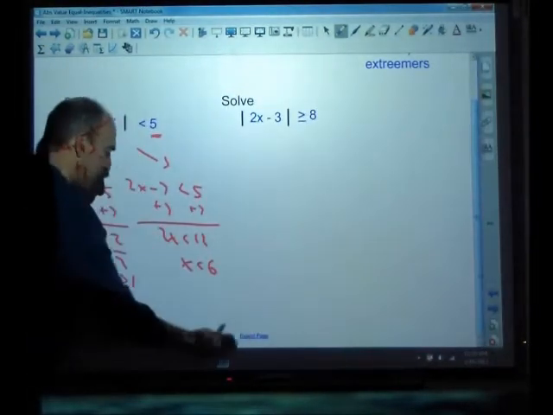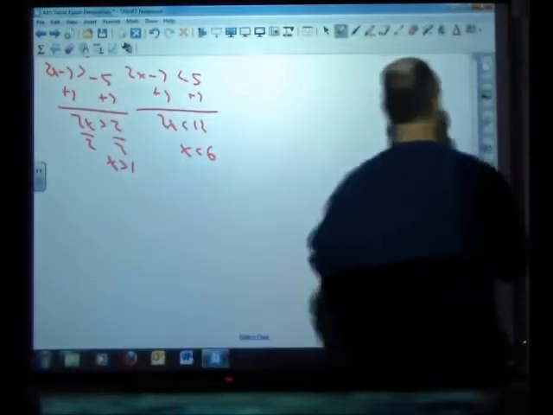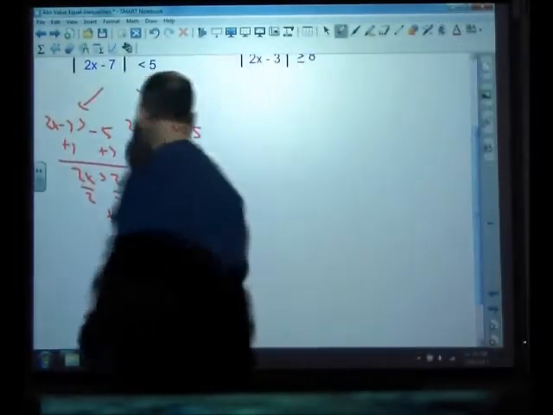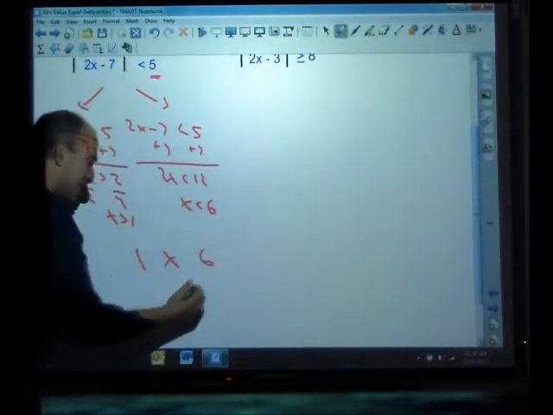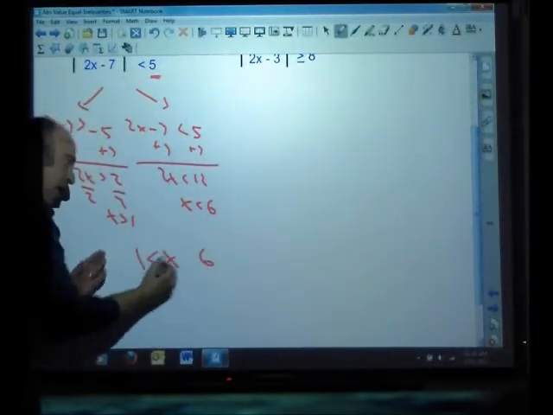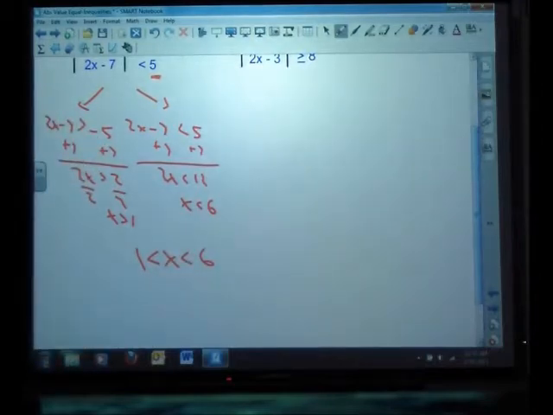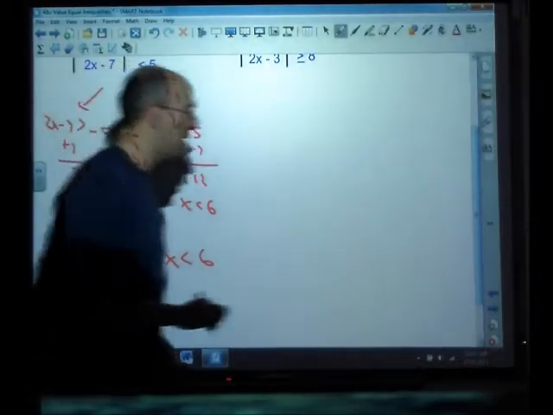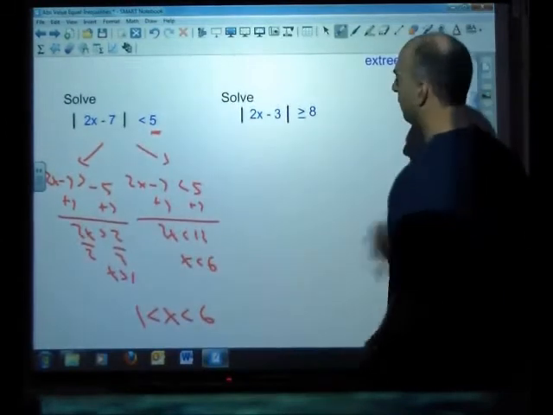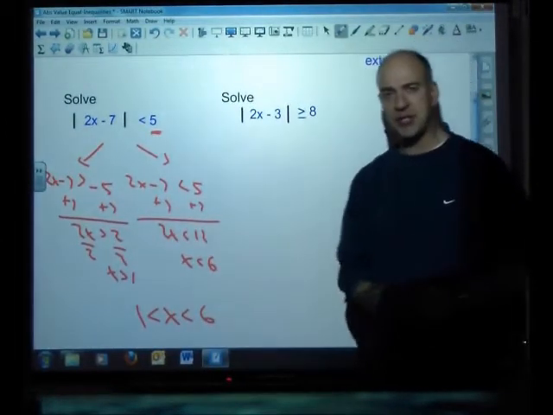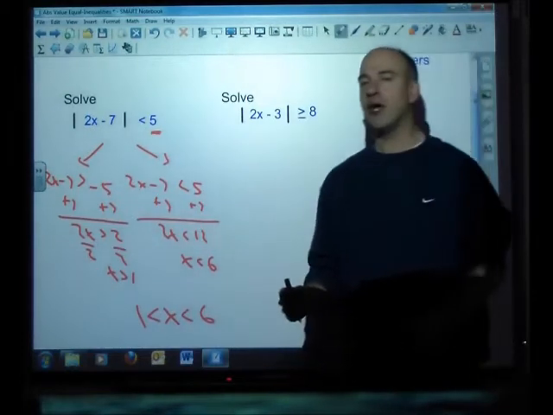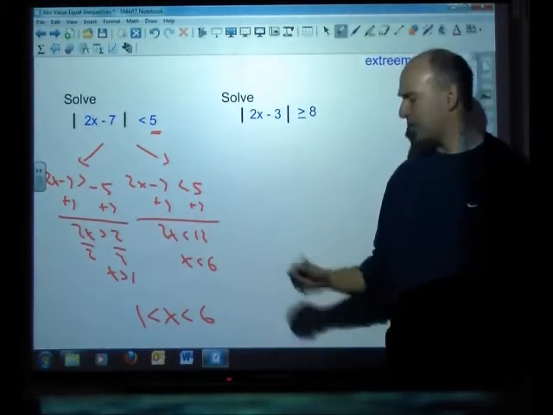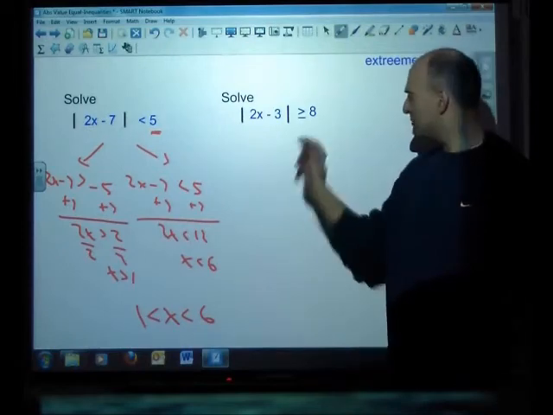Now you will see this typically, since there's 2 sides to this thing, a lot of times what they'll do is lump this together and say x kind of sits in the middle. X is bigger than 1, but it's less than 6. All right, now, let's go to the other side of the ledger over here. And hopefully you can see this and read this. But now I'm saying I want the absolute value of 2x minus 3 to be greater than or equal to 8. All right, so there's my boundary.